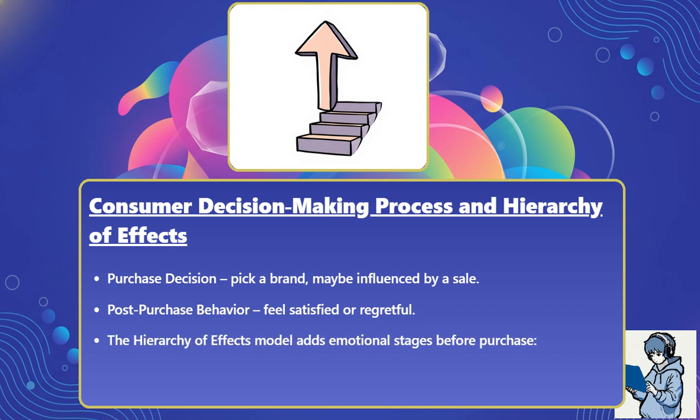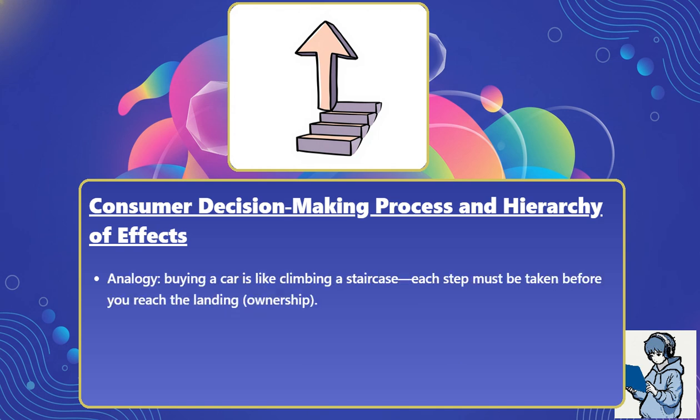The hierarchy of effects model adds emotional stages before purchase. Awareness, knowledge, liking, preference, conviction, purchase. Analogy: buying a car is like climbing a staircase. Each step must be taken before you reach the landing, ownership.